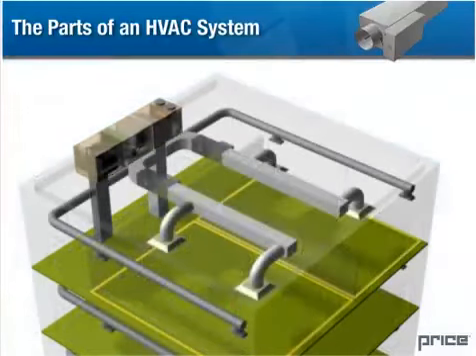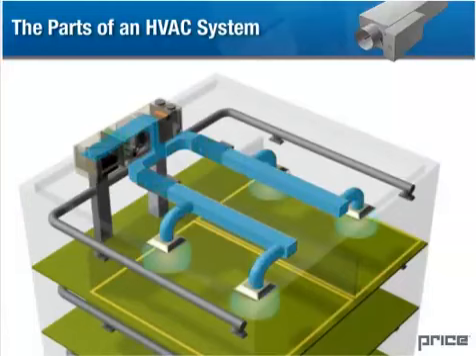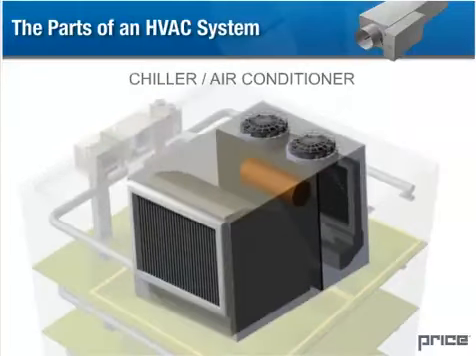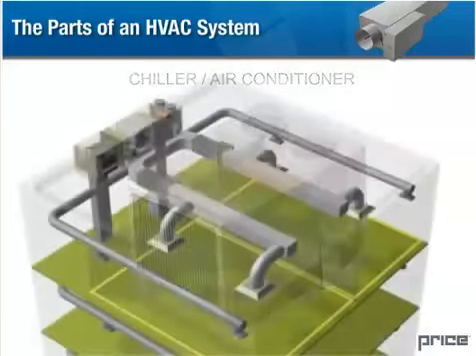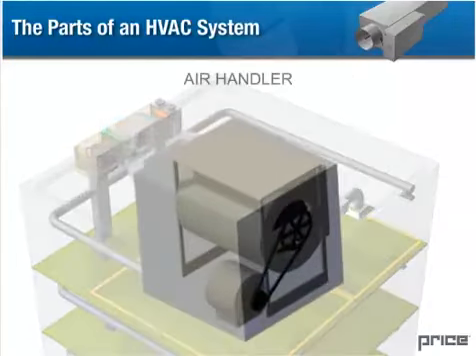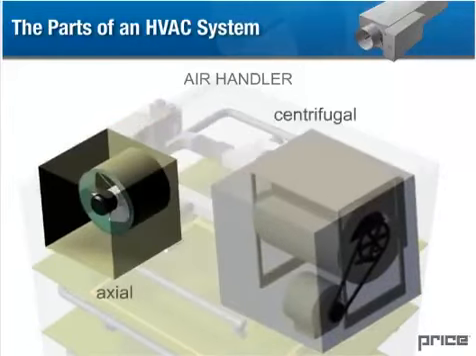In the simplest case, we address this by providing a constant supply of cool air, which is then managed by the HVAC distribution system. The chiller or air conditioner utilizes heat exchangers and circulated fluid or gas to cool the air that is passed through it. The air handler is a fan or a blower that moves air throughout the building's ductwork. Axial or centrifugal fan types may be found in the air handler.